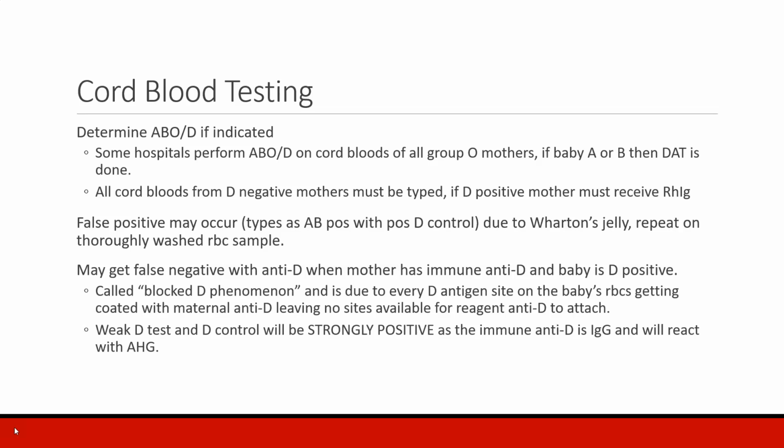So again, the antibody class coating the baby's cells is IgG. Your anti-human globulin serum detects IgG antibodies. It doesn't matter what specificity, it just detects IgG. And because these cells are so heavily coated with immune anti-D, then of course the anti-human globulin phase of testing will be positive, which, having a positive D control, invalidates the test.